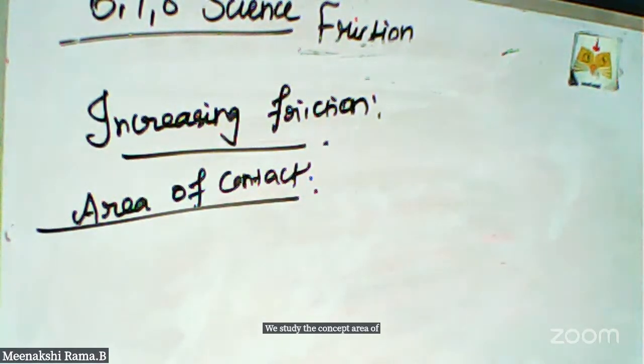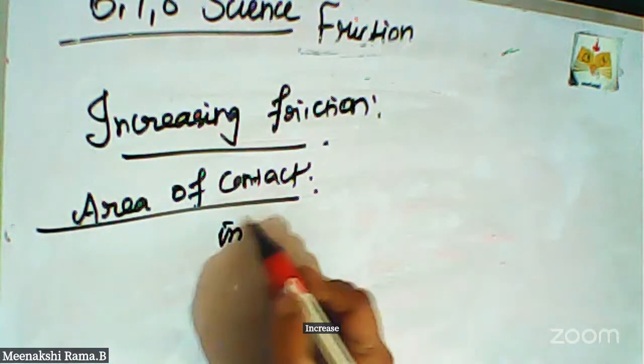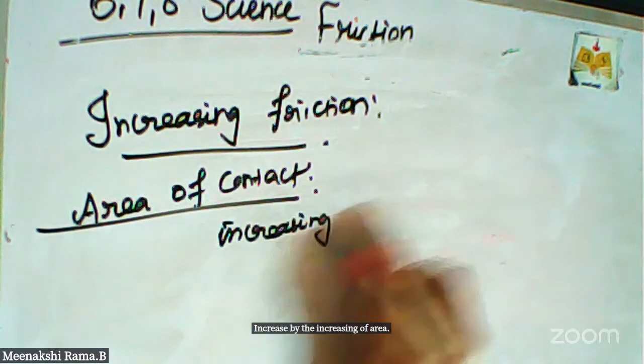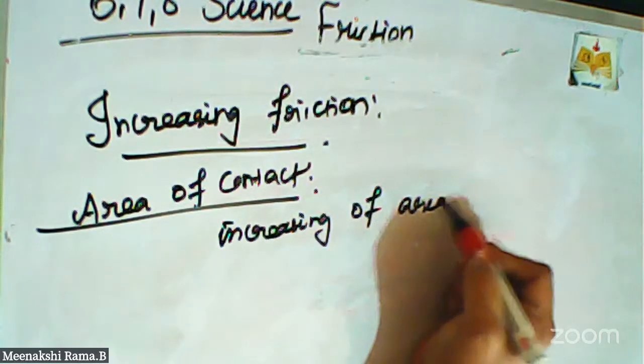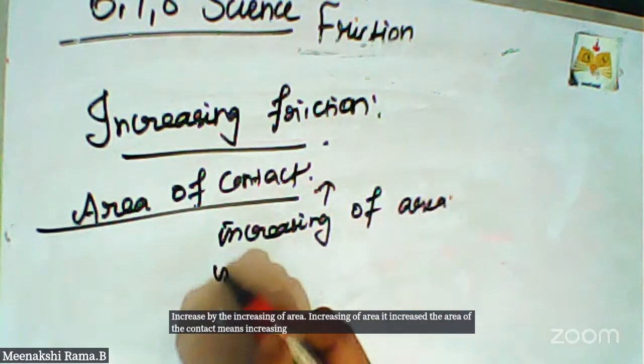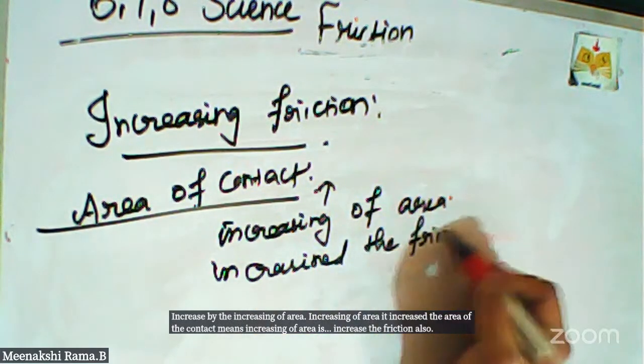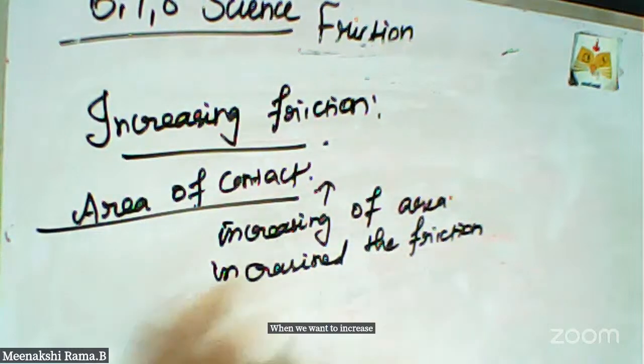Friction can be increased by increasing the area. Example: brake shoes in a cycle are adjusted so that they are as close as possible to the rim of the wheel in order to increase the friction. Friction can be increased by increasing the area. When we increase the area, the friction also increases in that place.